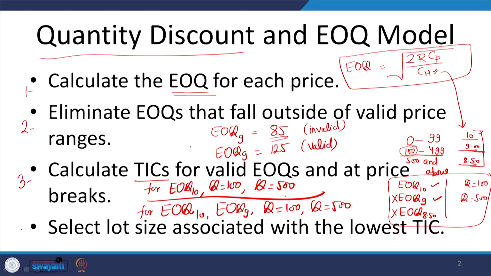So, those many EOQs and the price breaks are the number of points for which you will calculate total inventory cost. Then you will compare these total inventory costs, that is the fourth stage, and you will select the lot size which is associated with the minimum total cost of inventory. Now, we will see the practical application of these 4 stages with the help of a numerical.